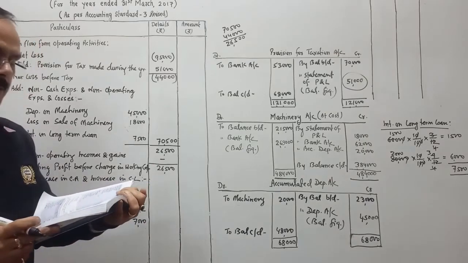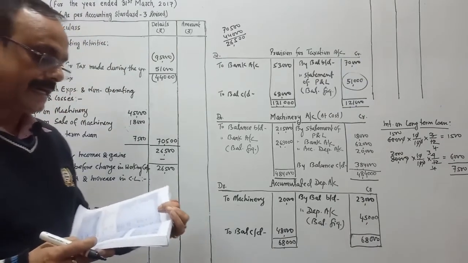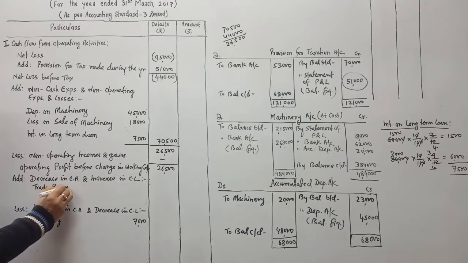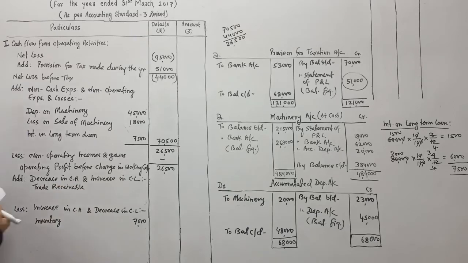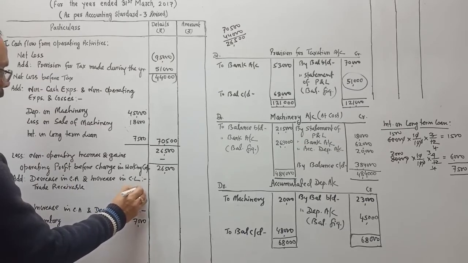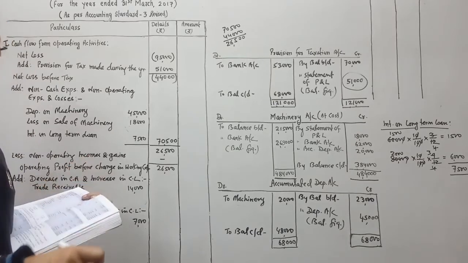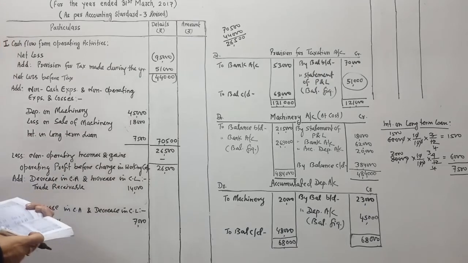Next is trade receivable. Last year it was 65 and this year it is 51. So trade receivable is decreased. Trade receivable is a current asset. Here the trade receivable is decreased from 65,000 to 51,000. So it is reduced by 14,000.